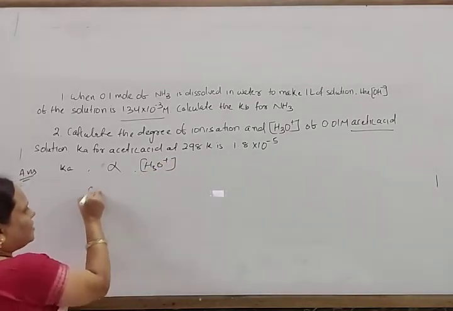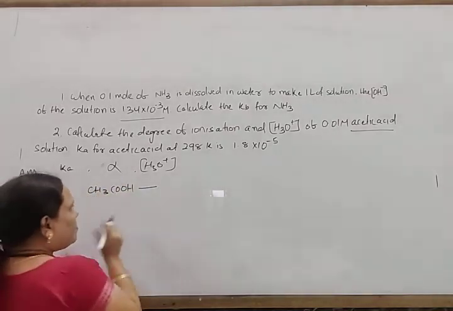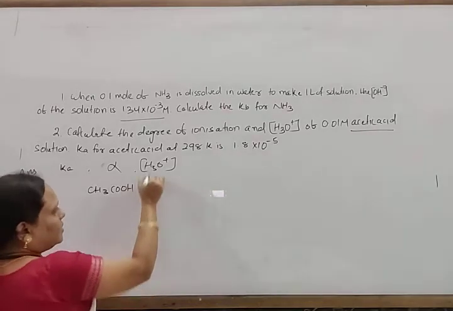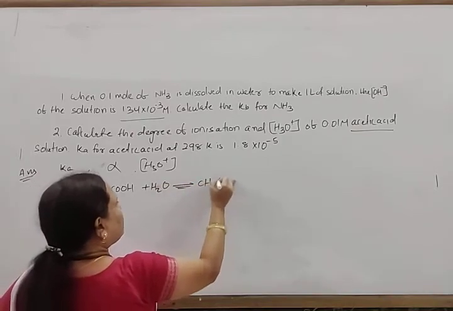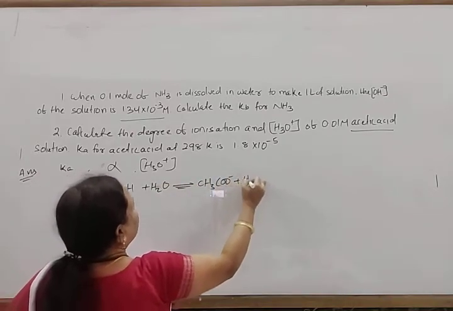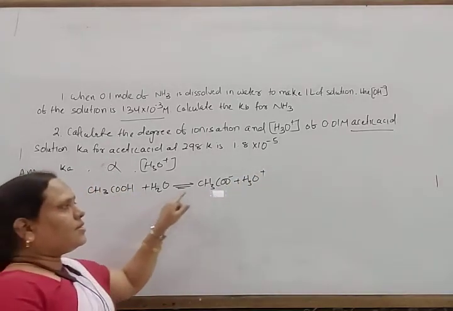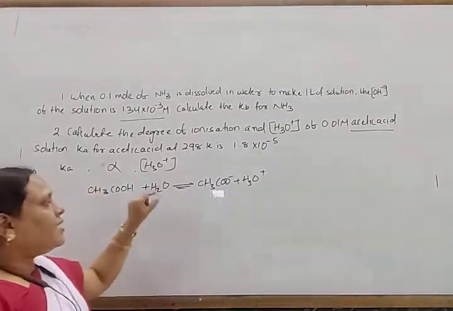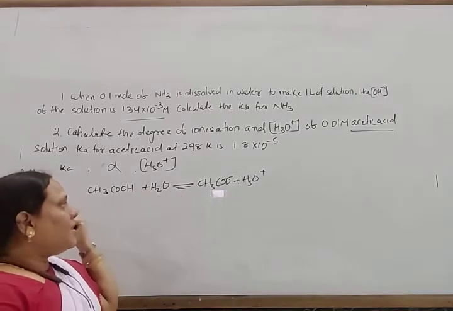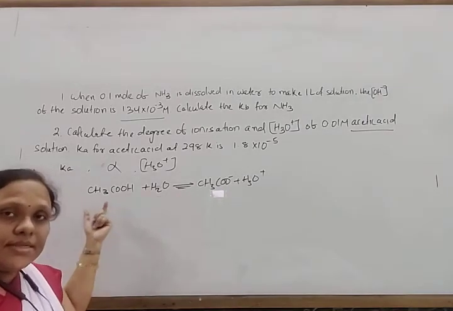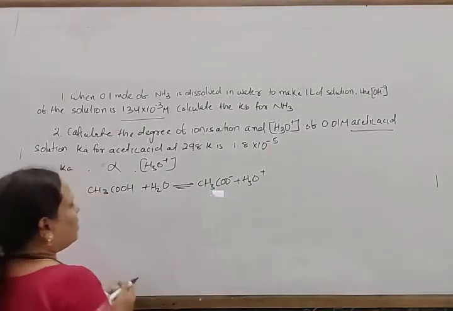Look here. First, CH3COOH plus water. Actually, how does this H3O+ form? CH3COOH plus H2O gives rise to CH3COO- plus H3O+. So when acetic acid is dissolved in water, it gives acetate ion and H3O+. It gives only a small amount in this reversible reaction. This is a weak electrolyte. So CH3COOH plus H2O gives CH3COO- plus H3O+.